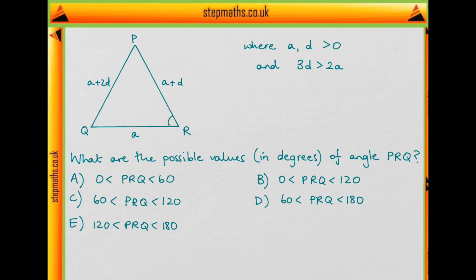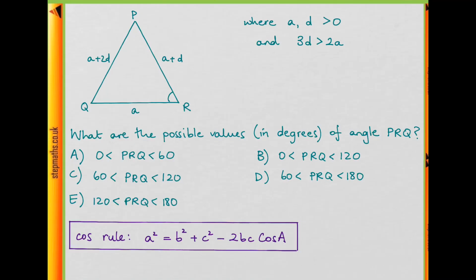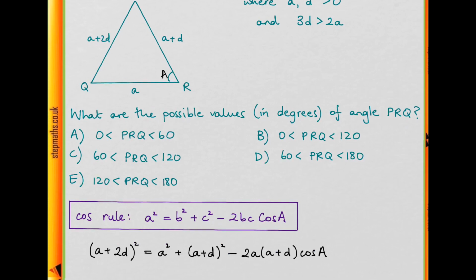Okay, so we're trying to relate side lengths to angles in triangles, and we've got a couple of rules that will help with that. So we've got the sine rule and the cos rule. But we've only got one angle here that we're interested in, so we can't really use the sine rule. So let's begin with the cos rule. So here the angle capital A is just this angle that we're interested in. This is the side opposite the angle, so A plus 2D, and the B and C are just these two sides. So substituting these into the cos rule, we end up with this here.